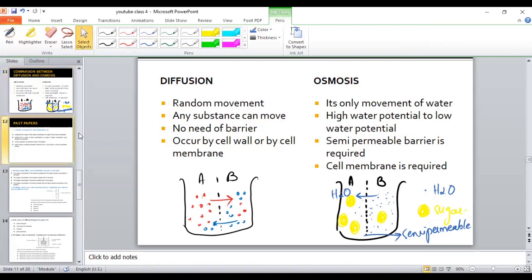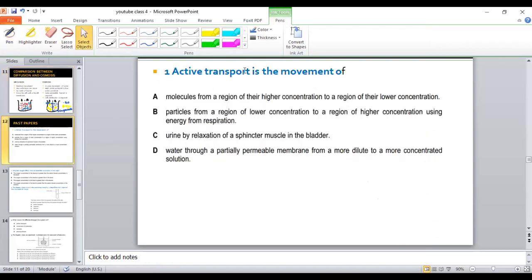So we will start past papers quickly. Active transport is the movement of what? Molecules from a region of high concentration to a region of low concentration? No. Particles from a region of lower concentration to a region of higher concentration using energy from respiration. Yes. So particles move from a region of lower concentration to a region of higher concentration using energy from respiration. Option is B.